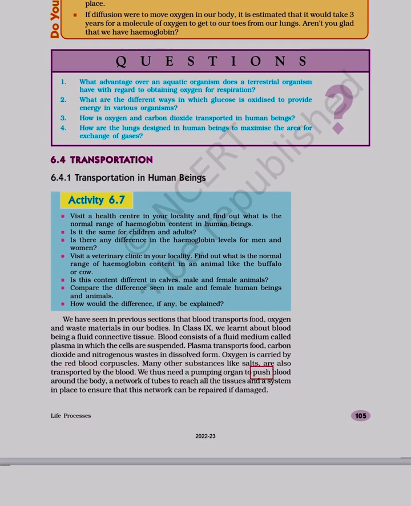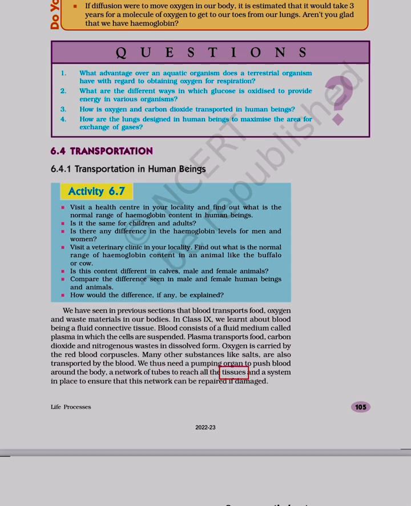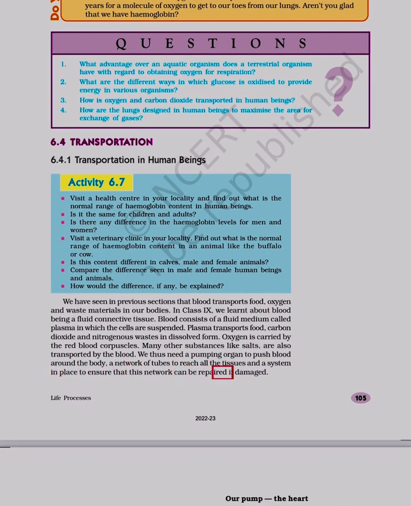We thus need a pumping organ to push blood around the body, a network of tubes to reach all the tissues, and a system in place to ensure that this network can be repaired if damaged.